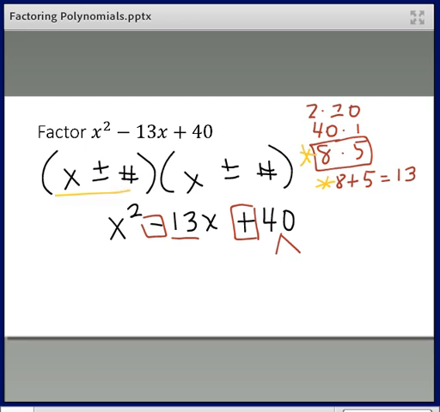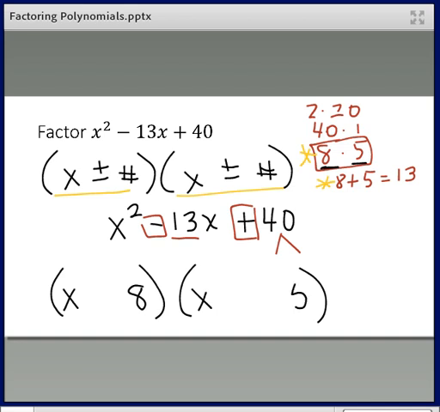So now I build my factors. This is how I build my factors. I set my parentheses, and x goes in each one. Then I put one of each of these factors in each one, an 8 in one and a 5 in the other. It doesn't matter which is which. We're going to put the signs in correctly, and that's going to make everything work out.